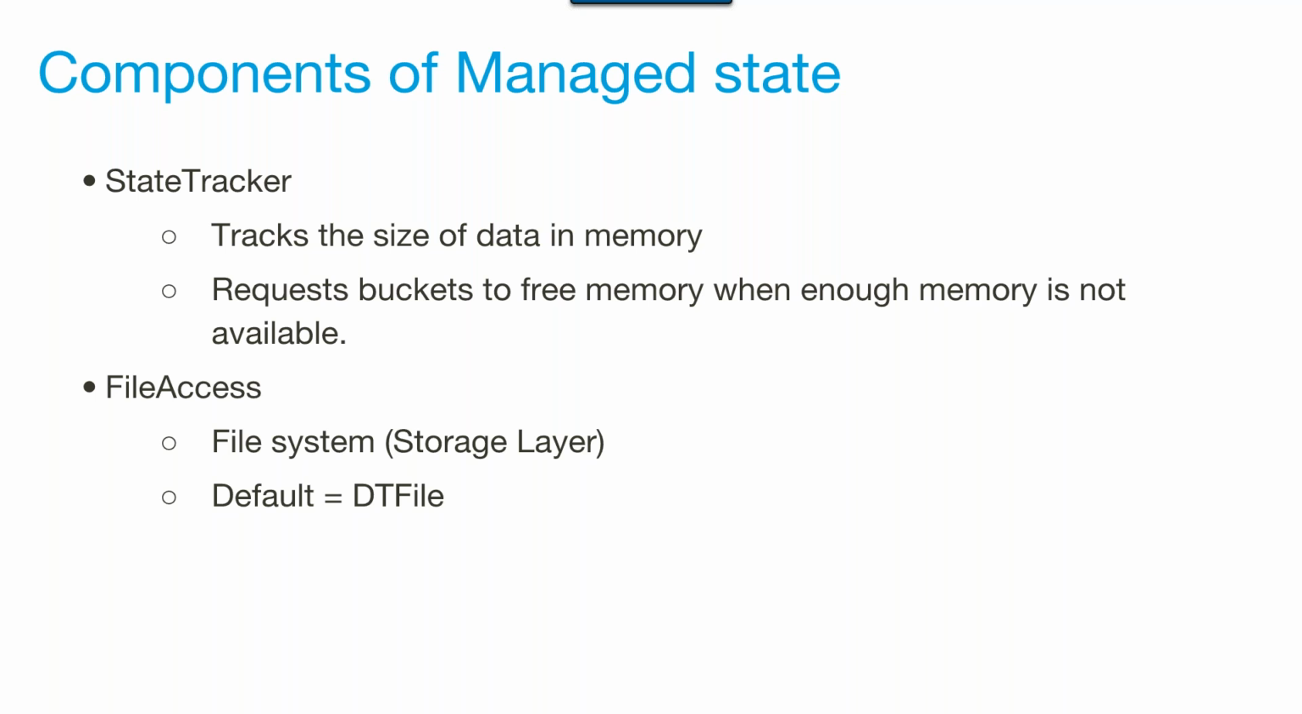The next component is the state tracker. The job of the state tracker is to track the size of the data in memory. Once the size crosses the available memory, it requires the buckets to free the memory. And this is a soft condition, it's not a hard condition.